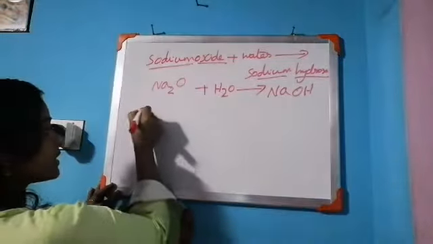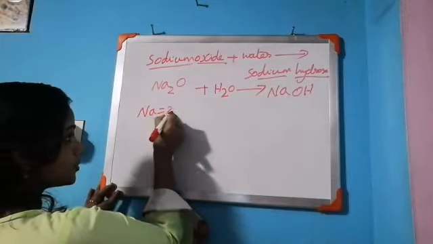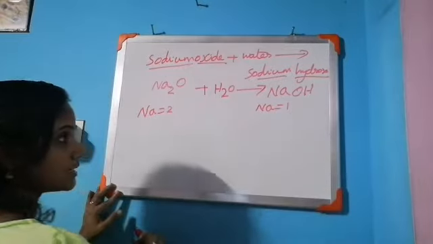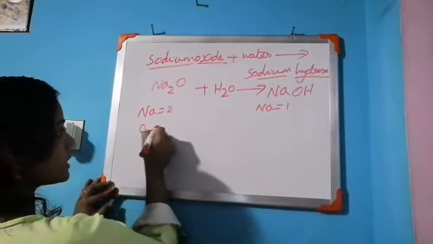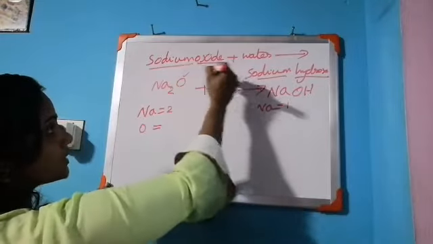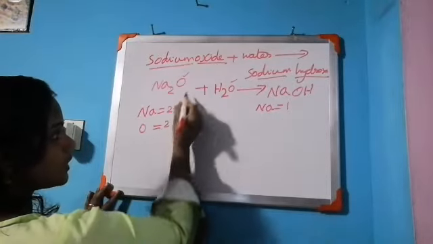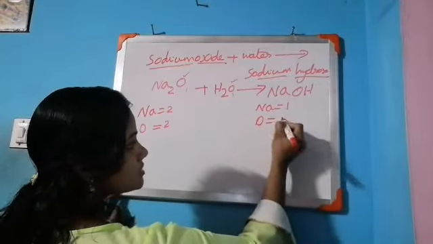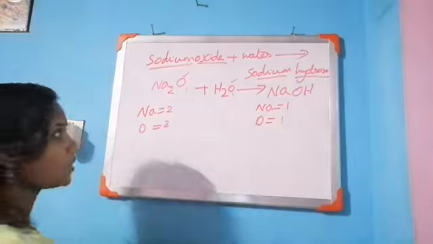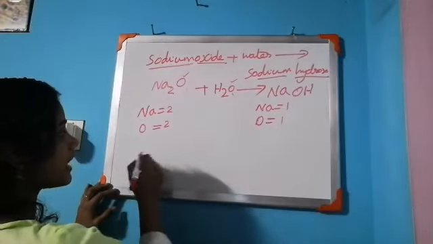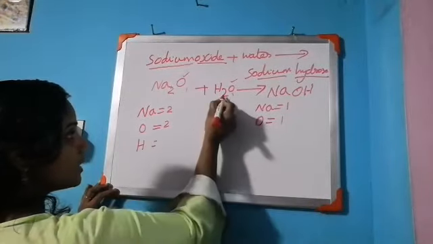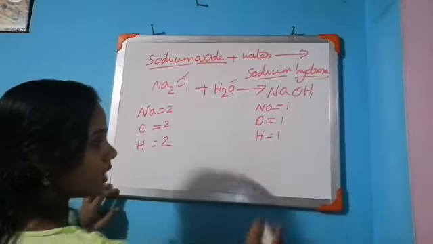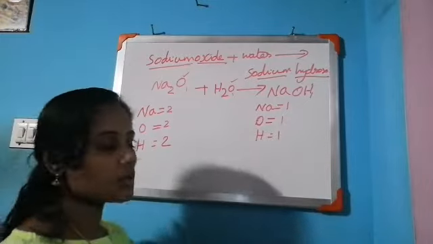How many sodium in the reactant side? 2. In the product side? 1. Oxygen in the reactant side: 1 and 1, so 2, since nothing written means 1. In the product side, how many oxygen? 1. How many hydrogen in the reactant side? 2. In the product side? 1. So this equation is not balanced.